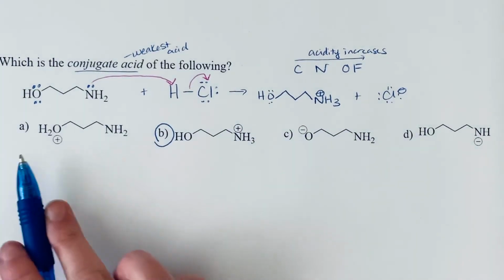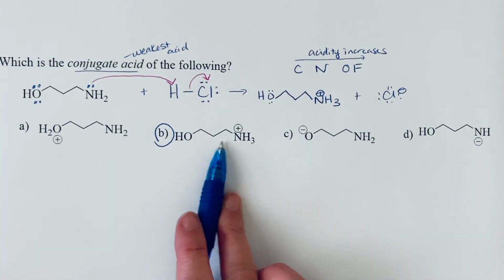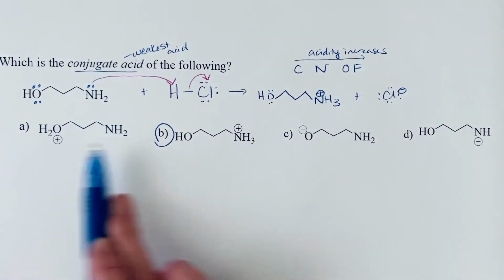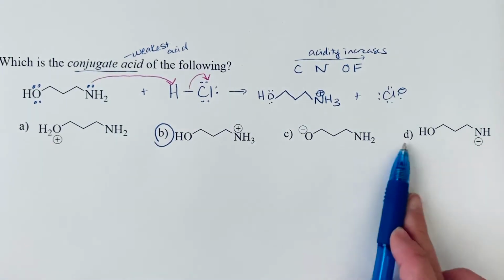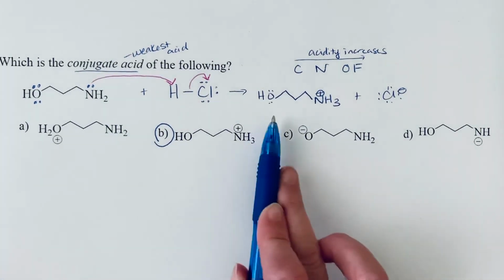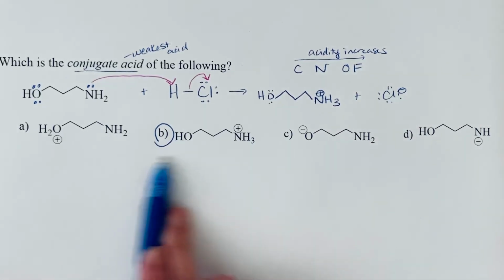So we were really comparing between A and B. We noticed that these are conjugate acids because we've picked up a proton. C and D are actually the conjugate bases, so we don't want to look at those. We just want to look at the conjugate acids.